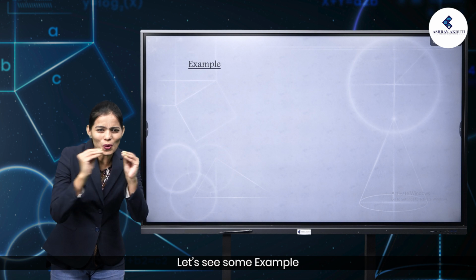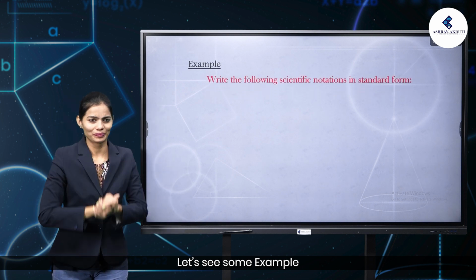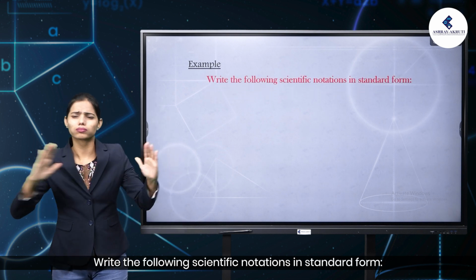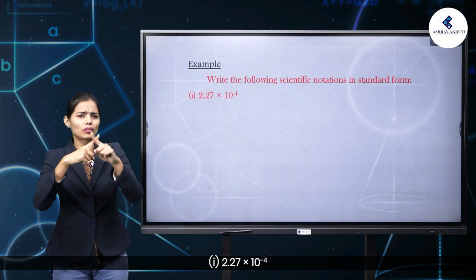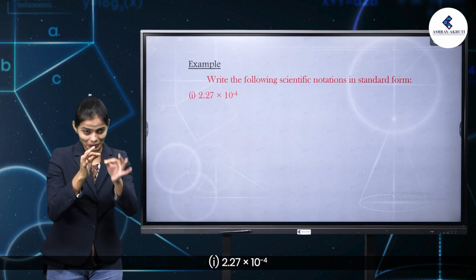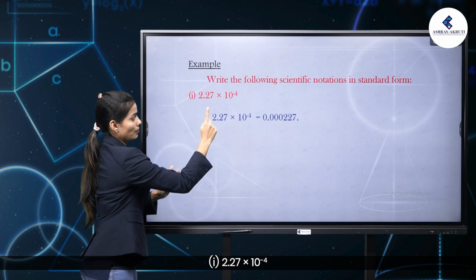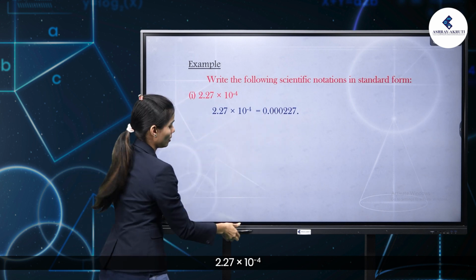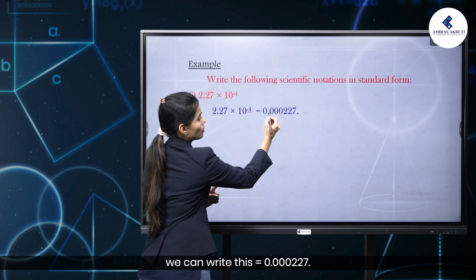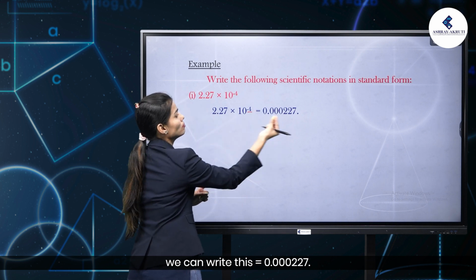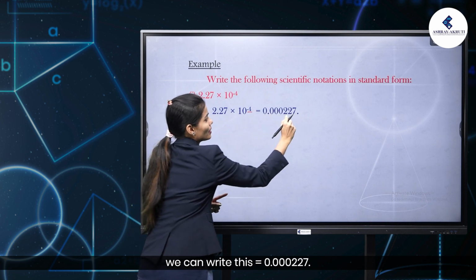Let's see some examples. Write the following scientific notations in standard form. 2.27 into 10 power minus 4. We can write this is equal to 0.000227.